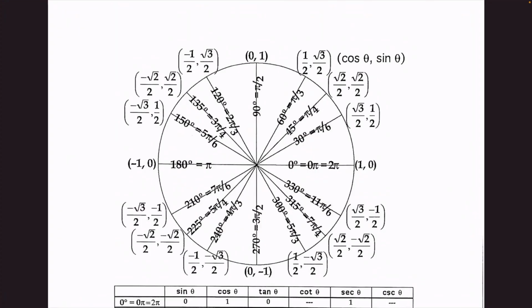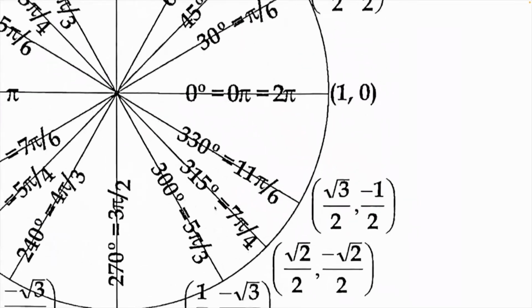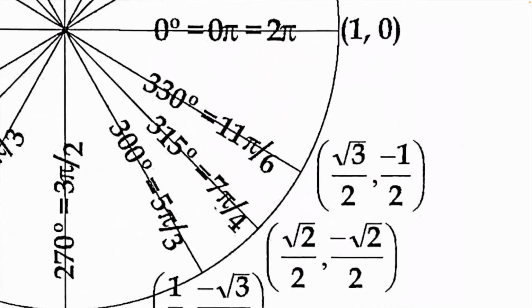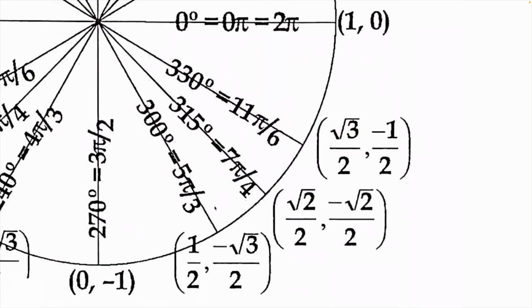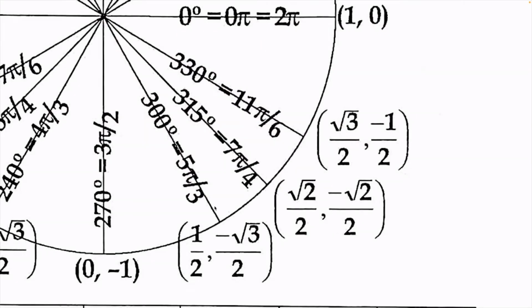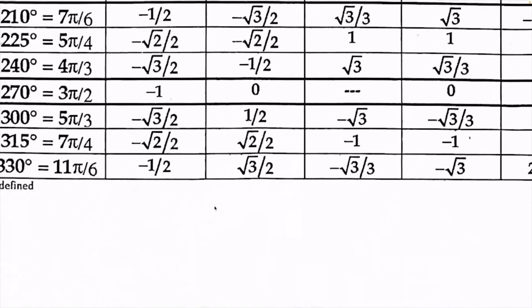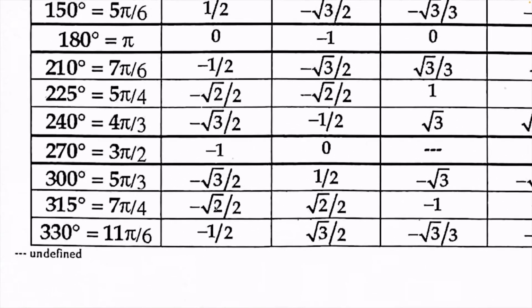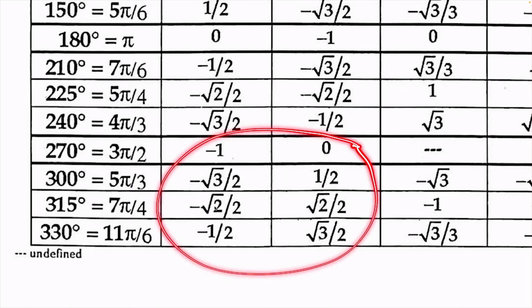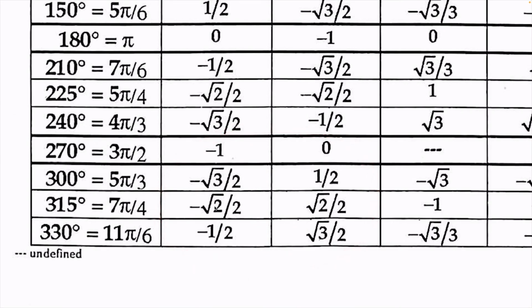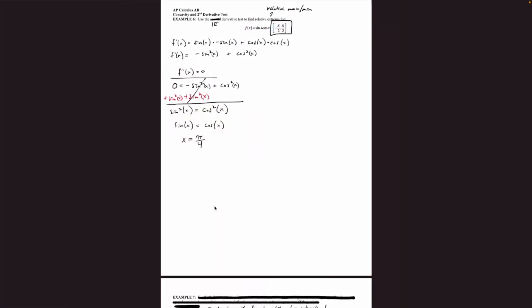So if we want to know from negative pi over 2 to 0, look over here. Look in the fourth quadrant. Anywhere in the fourth quadrant, are cosine and sine the same? No. All right, nope, nothing here. Okay, so only pi over 4, in the positive side? Yep.